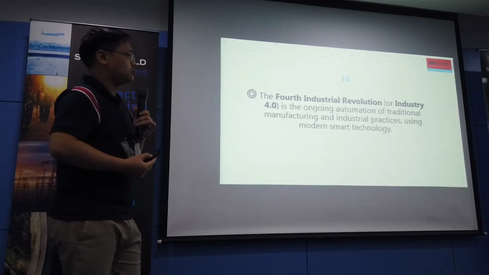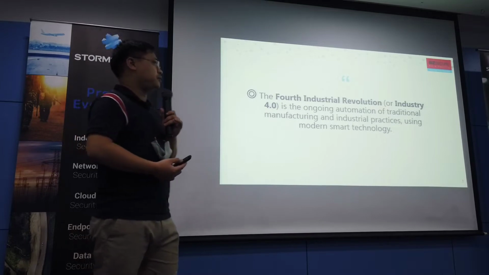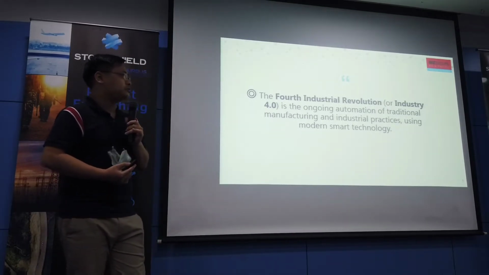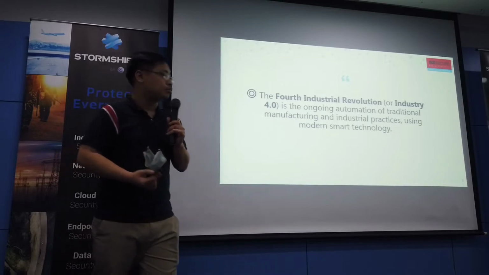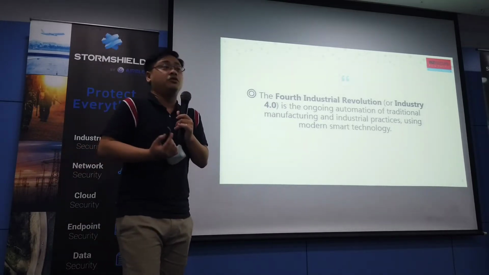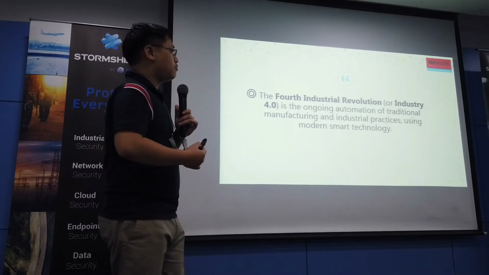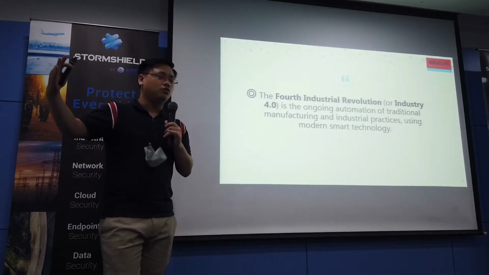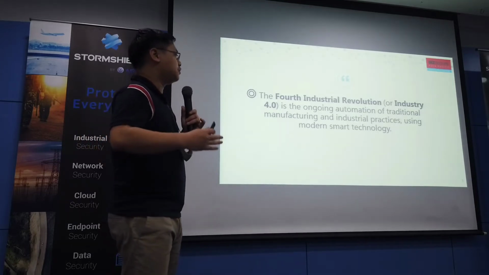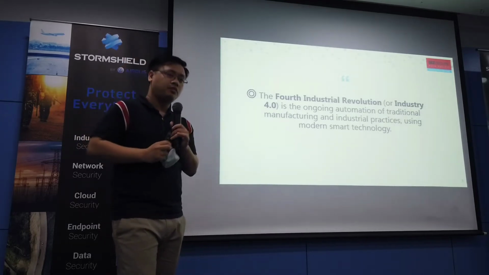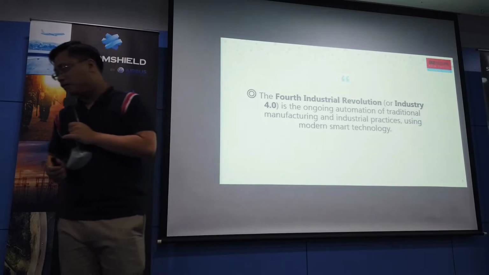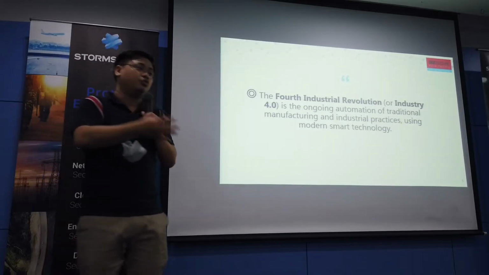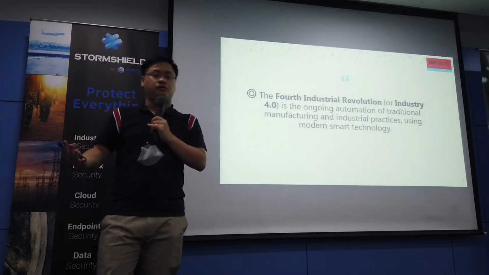So Industry 4.0 is what we call the ongoing automation of traditional manufacturing and industrial practices using modern and smart technology. So what does it mean? When you go over the Industry 4.0 model, you will have 4 principles to move over from a simple Industry 3 to Industry 4.